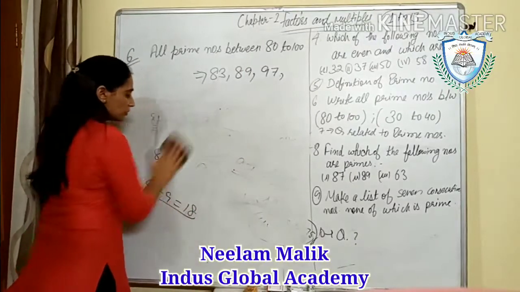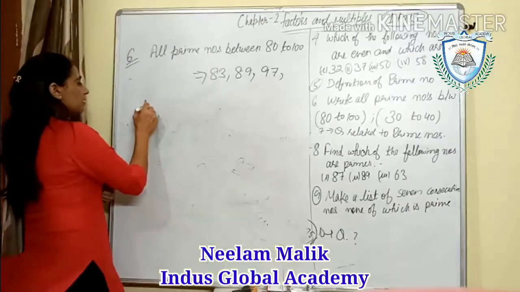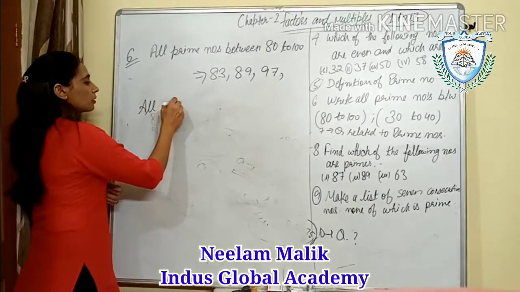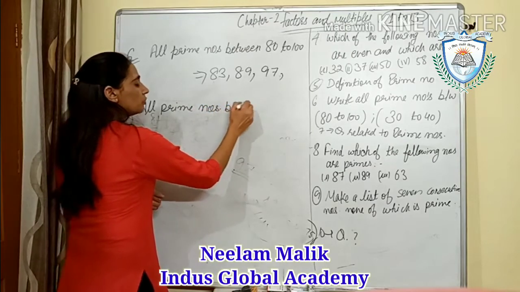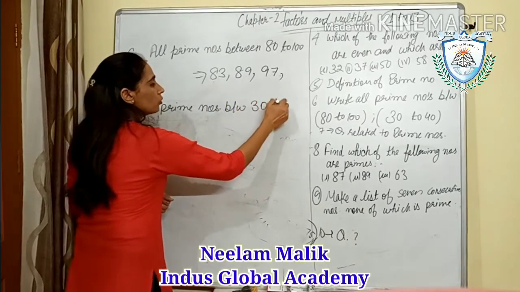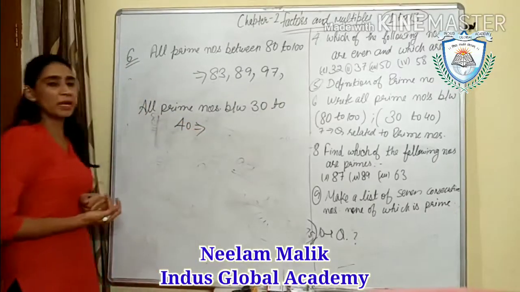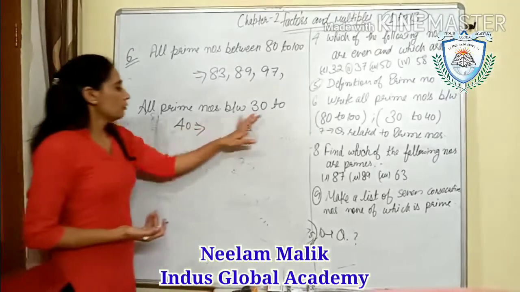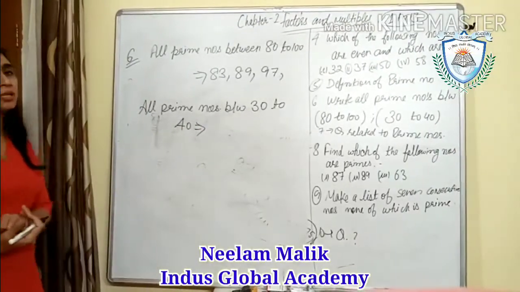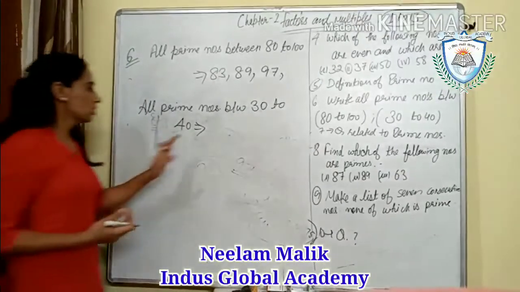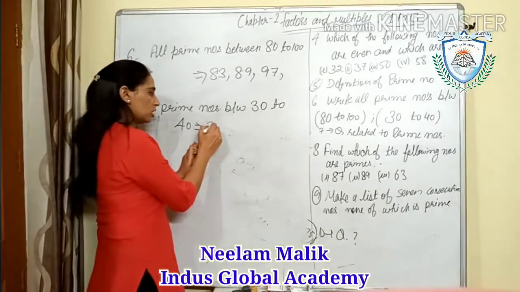So write all the prime numbers between 30 to 40. You will give the heading: all prime numbers between 30 to 40. What are those prime numbers? First you will start from 31 and you will check only the odd numbers, not the even numbers. So what about 31? Is 31 coming in any table or not? No, 31 is not coming.